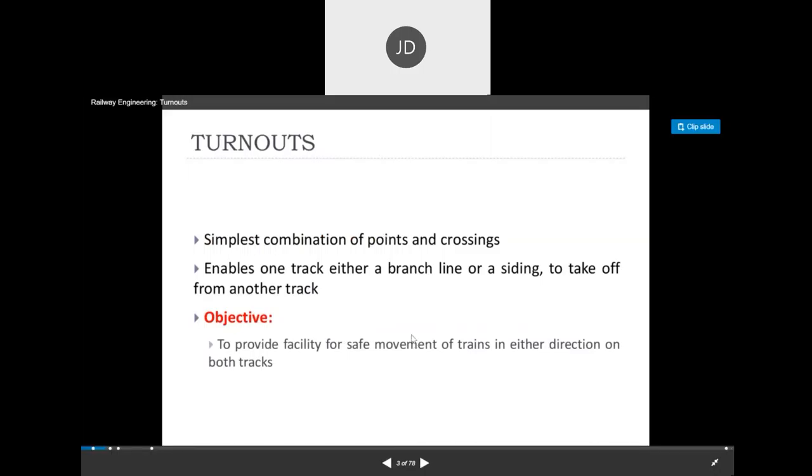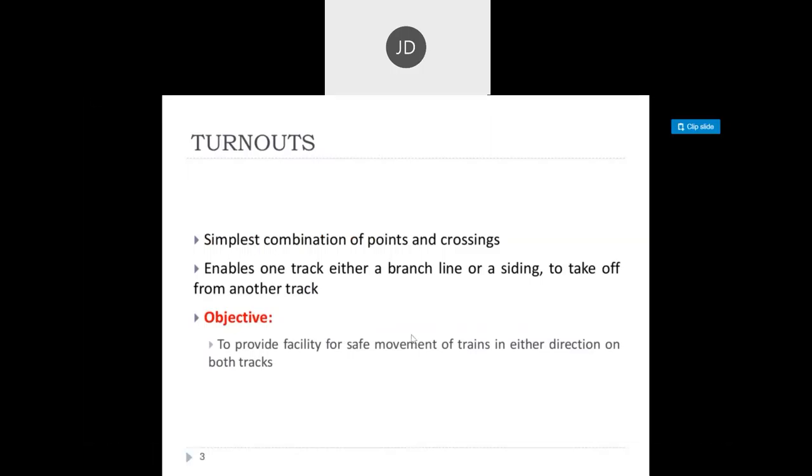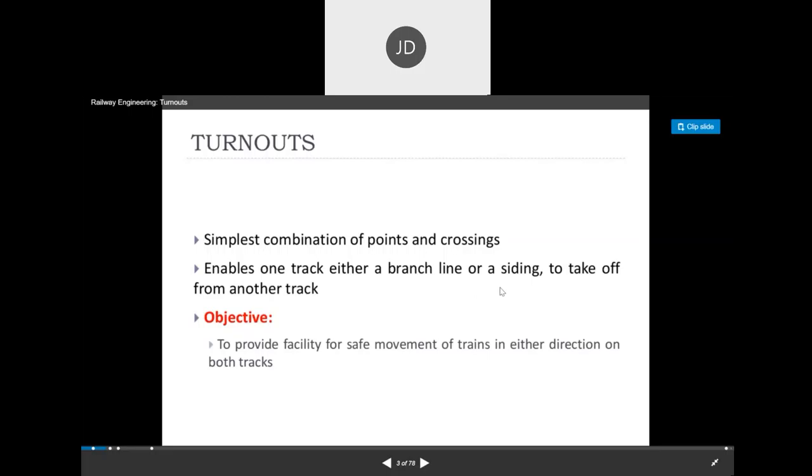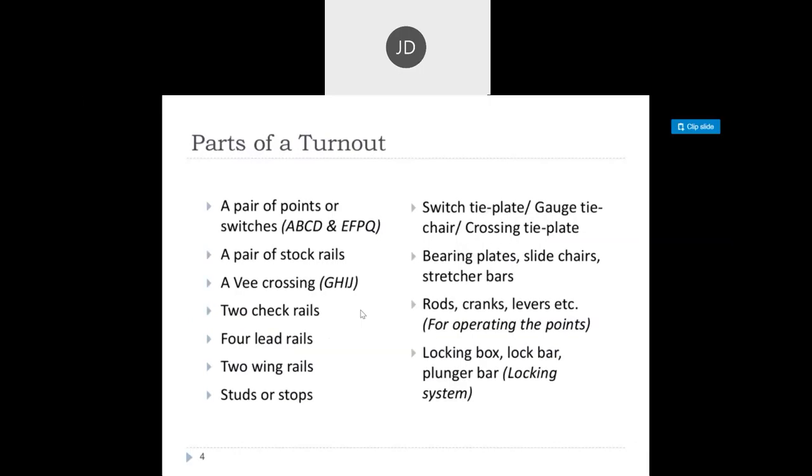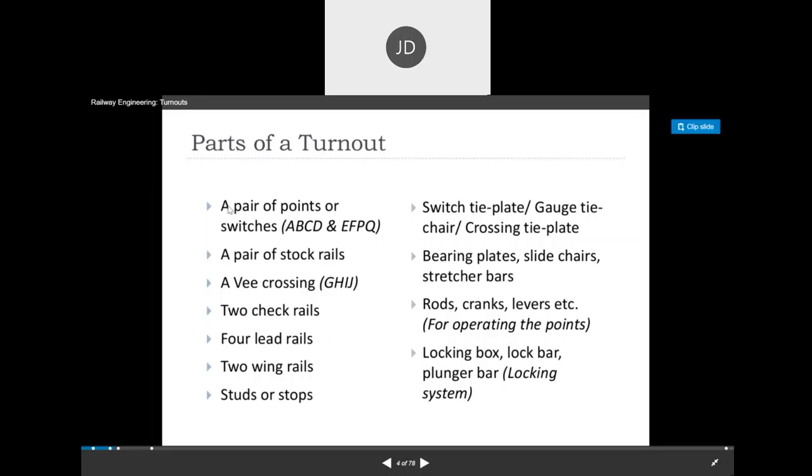So basically, I already told you in the last class that a turnout is a combination of point and crossing. In other words, the combination of point and crossing altogether is known as a turnout, and it enables a track, either a branch line or a siding, to take off from another track. Basically, it provides a facility for safe movement of trains in either direction on both tracks. So there are some parts of a turnout, like a pair of point switches basically. We'll discuss that.